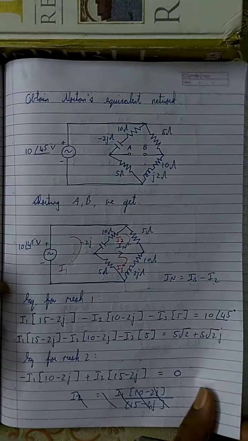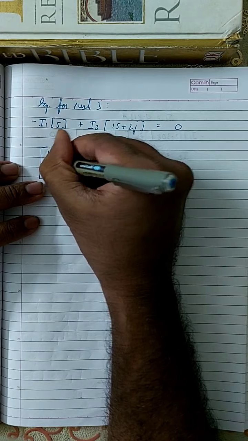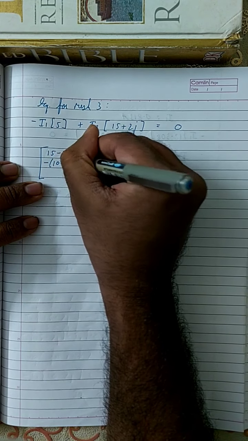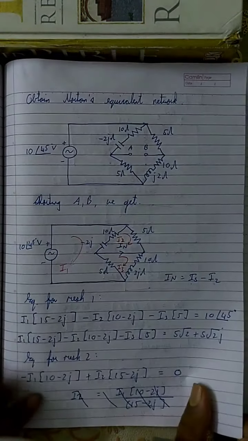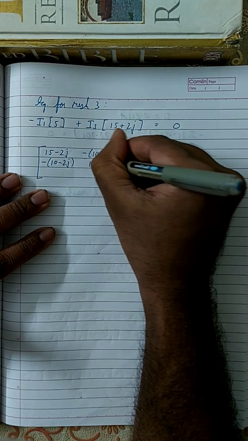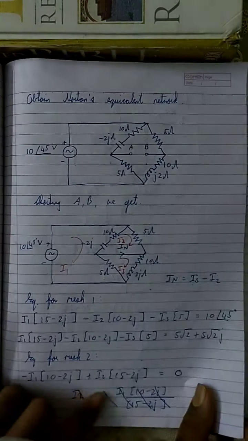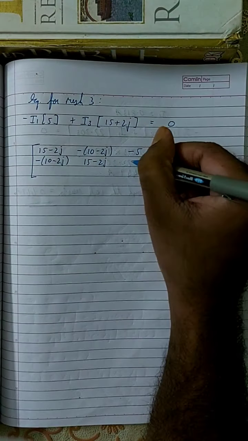In the second equation, the coefficient of I1 is minus of 10 minus 2j, and the coefficient of I2 is 15 minus 2j. In the second equation there is no I3, which means the coefficient of I3 is 0.